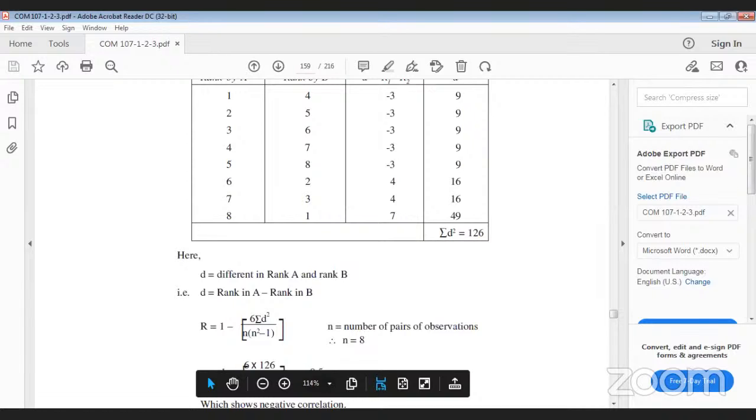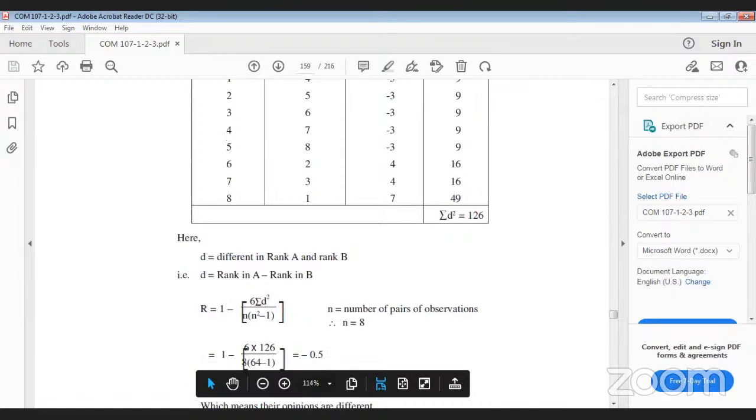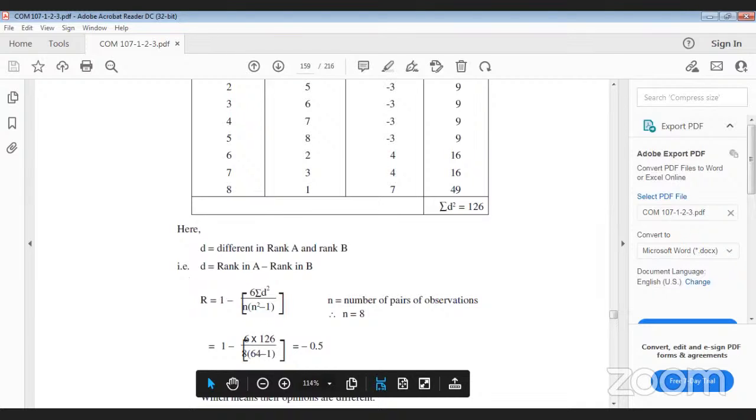That is R is equal to 1 minus, into bracket, 6 summation D square upon N, into bracket n square minus 1, bracket complete, and big bracket also complete here. Here n is the number of pairs of observations. Here the number of pairs is 8.